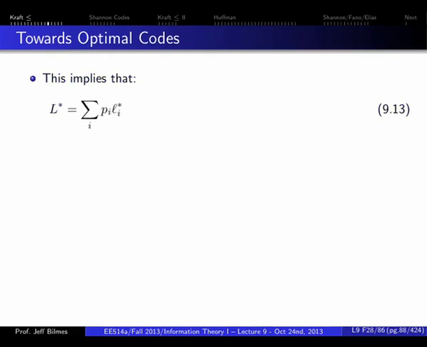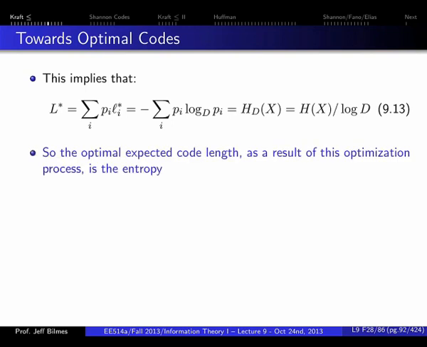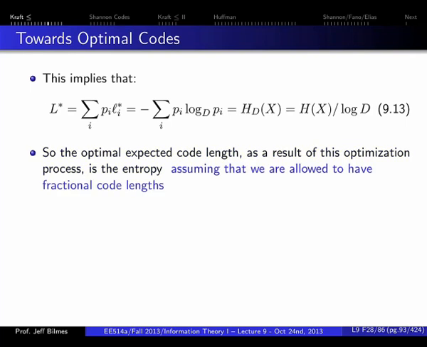So what does this imply? L star, the optimal expected length, is equal to the expected value of these optimal lengths, which is equal to this, which is equal to the base D entropy. D equal to 2 is just regular old entropy. And as we know, the entropies are all related to each other by a multiplicative constant, so it's just changing the base of the log. Here's the constant, in fact, using log base 2. So the optimal expected length is the entropy. That's the best you can do, according to this optimization problem.